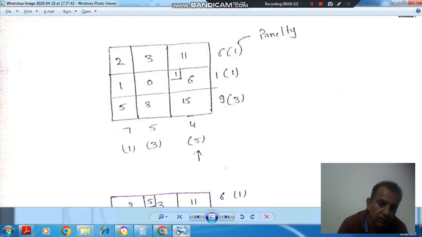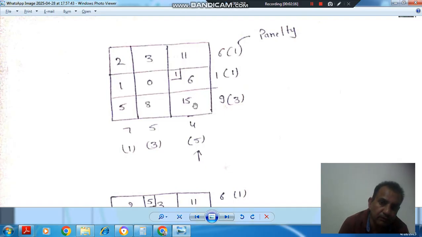So according to Vogel's approximation method, we will calculate the penalty of each row and each column. That penalty is calculated by subtracting the minimum amount from the next minimum amount in that row or in that column. So in this row we have minimum amount as 2 and next minimum is 3, so the penalty for this row is 3 minus 2, that is 1. In this row the penalty will be 1 minus 0, 1. And in this row it will be 8 minus 5, 3.